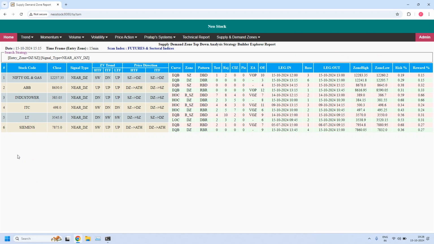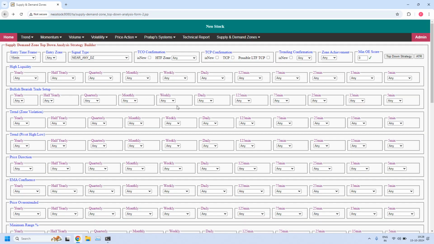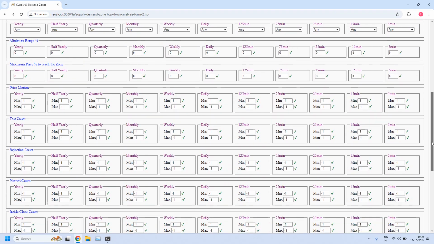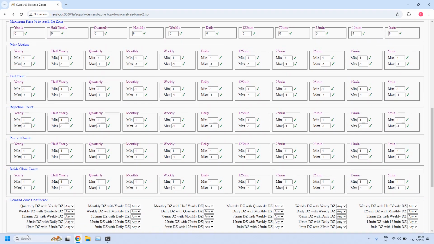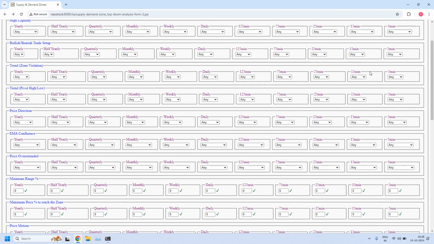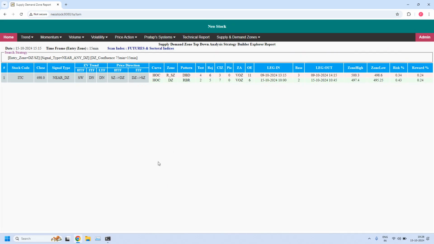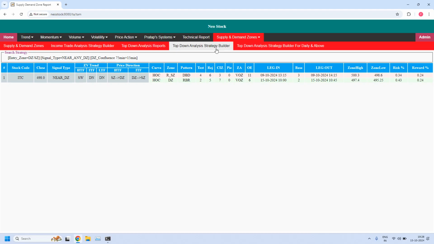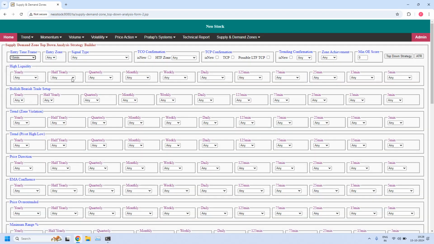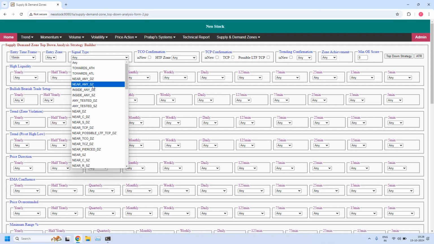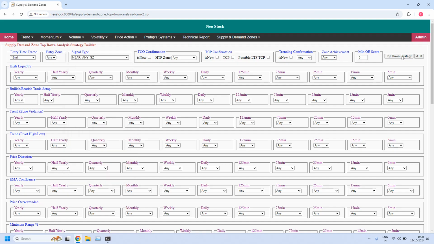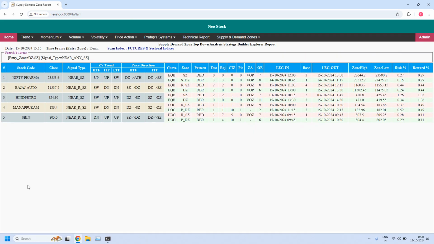Let's verify whether any of these demand zones are having ITF confluence. So in the demand zone confluence, 15 minutes demand zone with 75 minutes demand zone confluence. So only ITC is having. Okay, next for 15 minutes time frame, let us find the stocks near 15 minutes supply zone. 5 stocks are filtered.